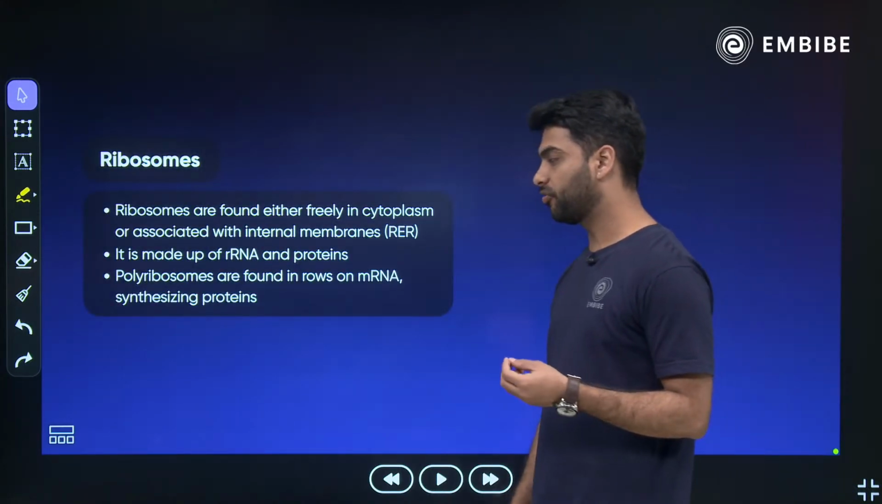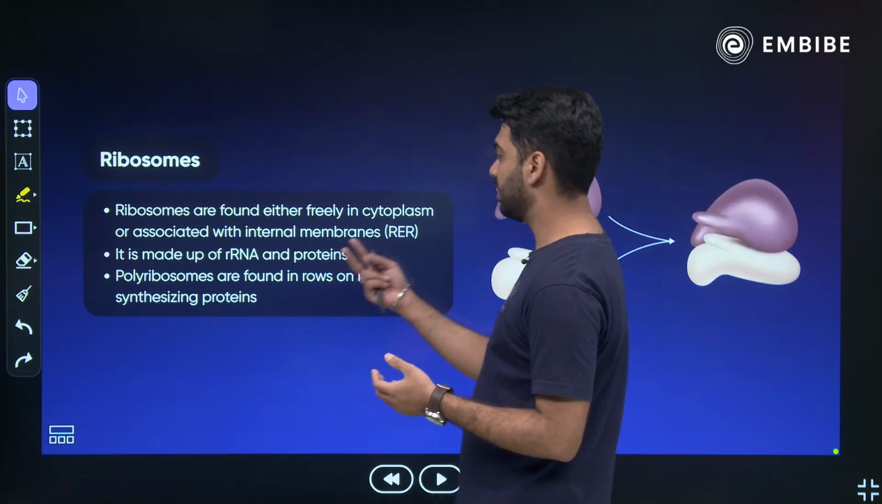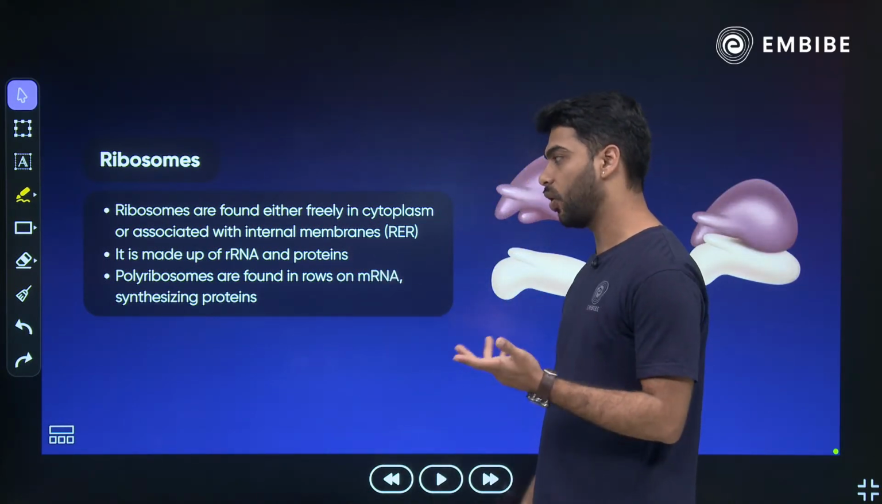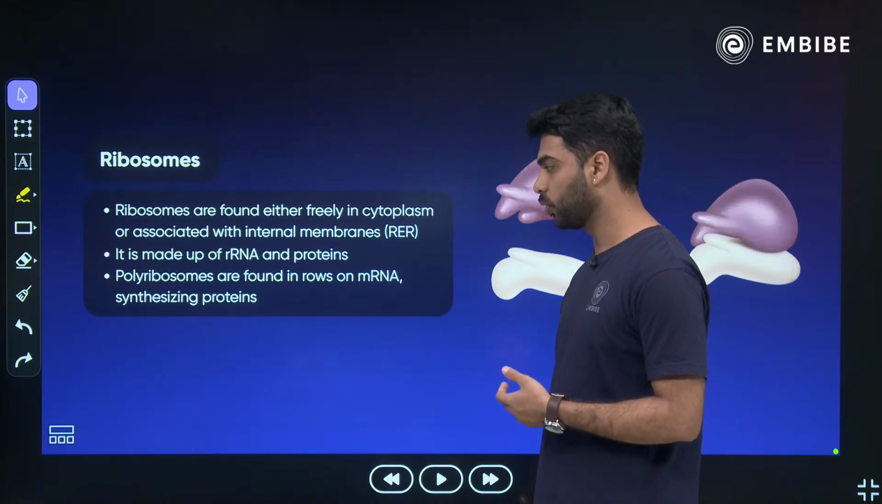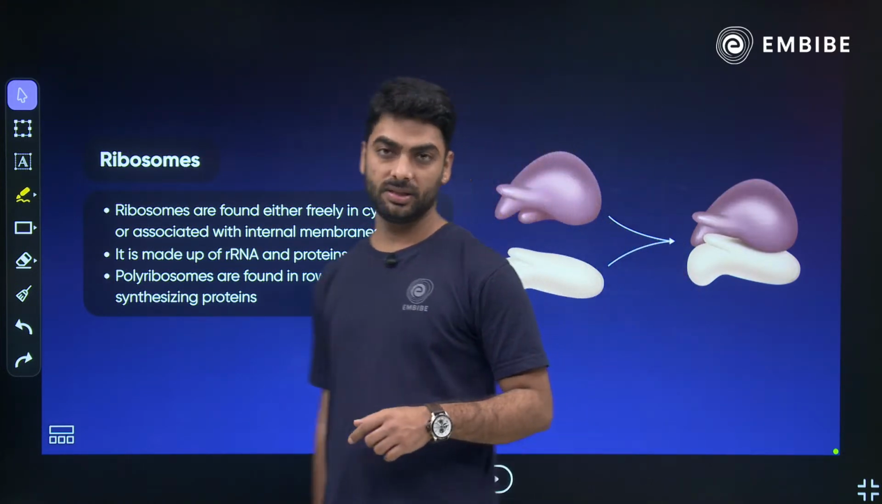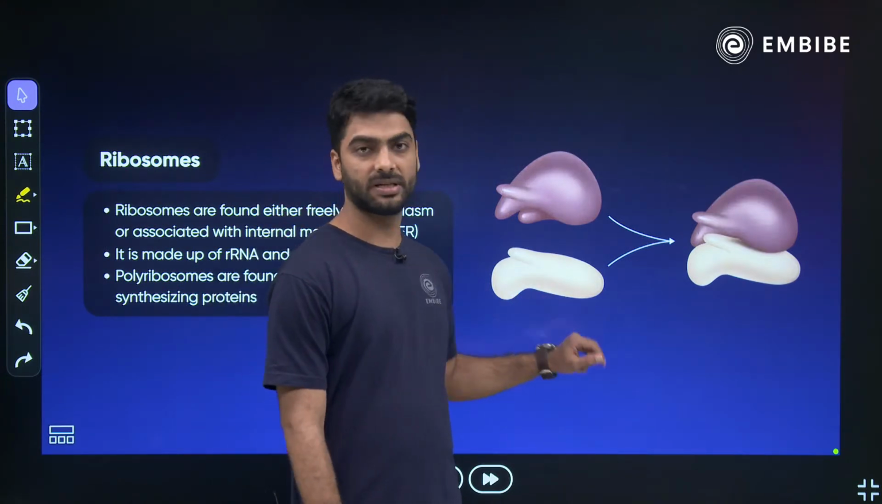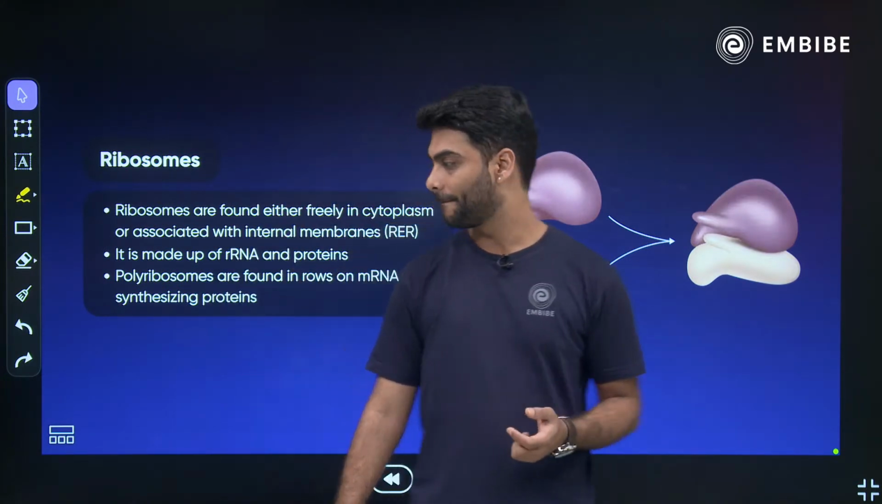Ribosomes. Ribosomes are meant for protein synthesis, and they are found either freely or on the rough endoplasmic reticulum. They make RNA and proteins. They are found in rows. So these are your ribosomes. They make proteins.